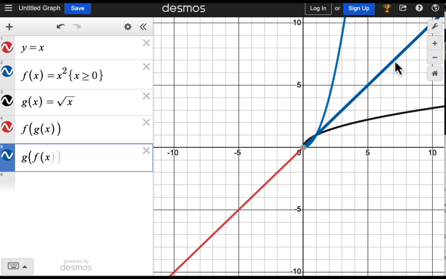In general, if f of x has inverse function f inverse of x, then the composition of these functions is x. In other words, f of f inverse of x is equal to x.